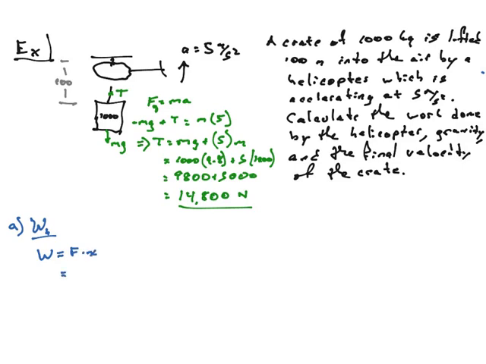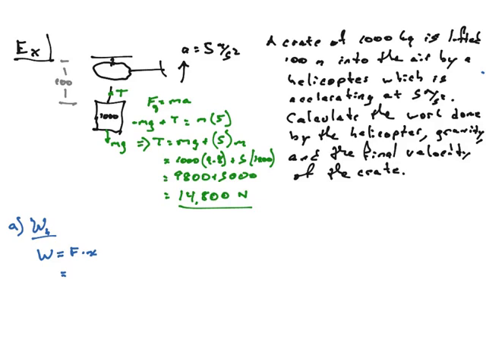What's the direction of motion? The box is being lifted up, so it's the positive y direction. So how much of the force, which is tension, is in the y direction? And remember, I'm only looking at the work done by the helicopter, not the total work done, not the work done in the y direction, but just the work done by the helicopter. The only thing the helicopter is doing is giving the tension.